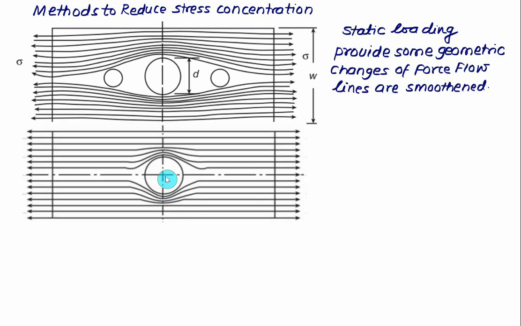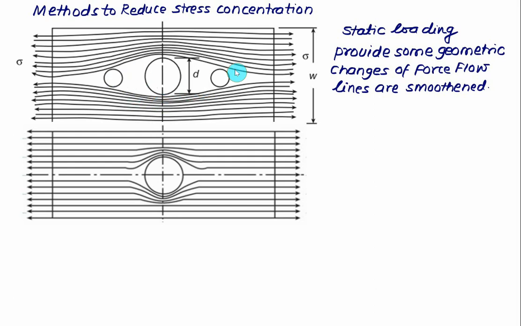In this figure we have a single hole and there is a lot of stress concentration near the edges. But if you make two additional holes, then there is a smoothing of the lines. Initially there are very sharp, abrupt changes of the flow stream lines, and therefore a higher value of stress concentration. We can reduce this stress concentration by providing some geometric changes to the force flow lines, which will smoothen them.